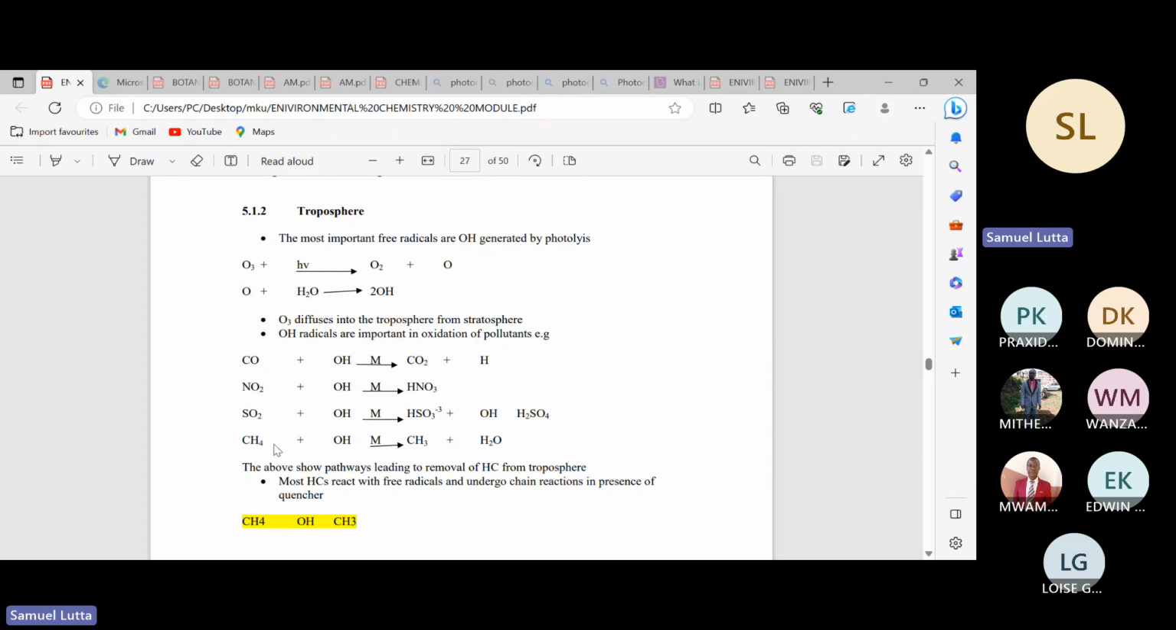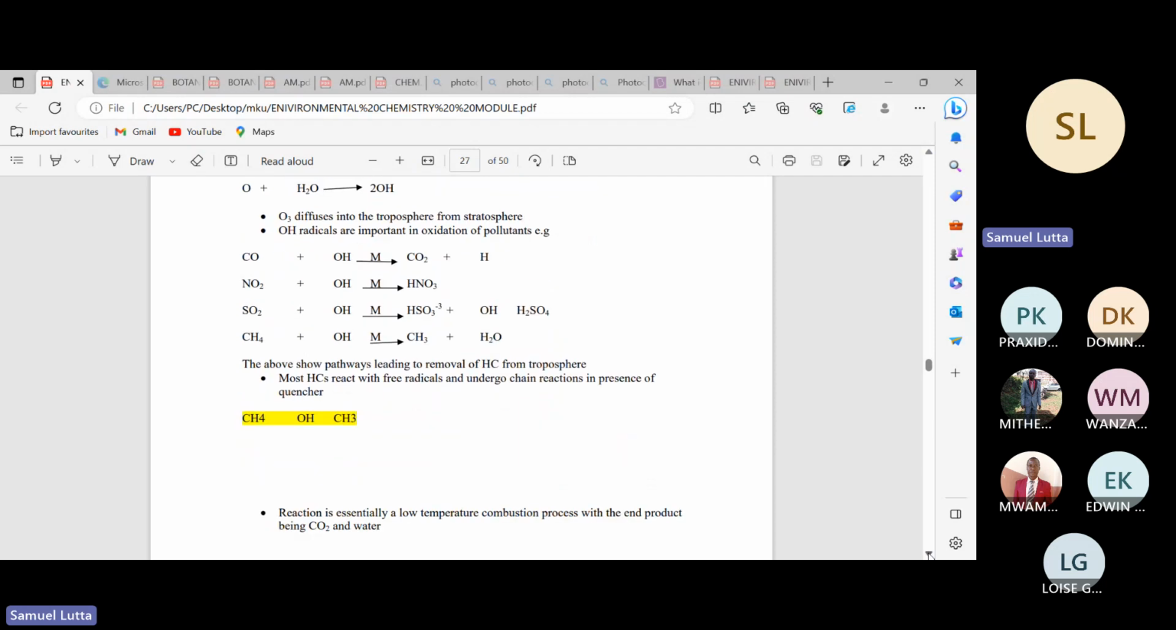The same can also oxidize methane. So methane, when it's oxidized, oxidation here, we look at it as removal of hydrogen. It can form a methyl radical plus water. And so what we are saying is that in the above reactions, they will always lead to the removal of hydrocarbons from the atmosphere. So most of these hydrocarbons in the atmosphere, they will react with the free radicals, and they'll undergo a series of chain reactions in presence of a quencher.